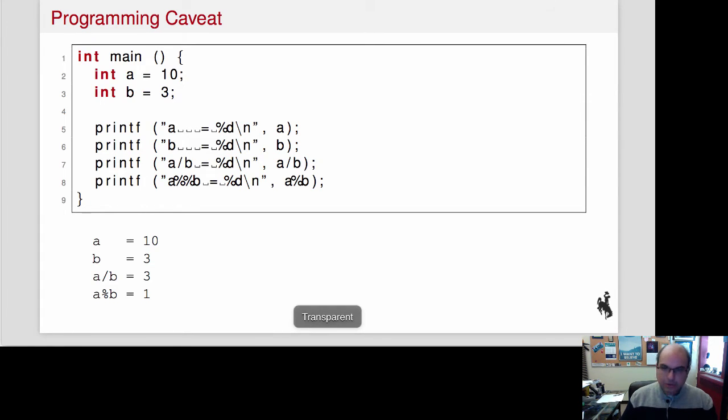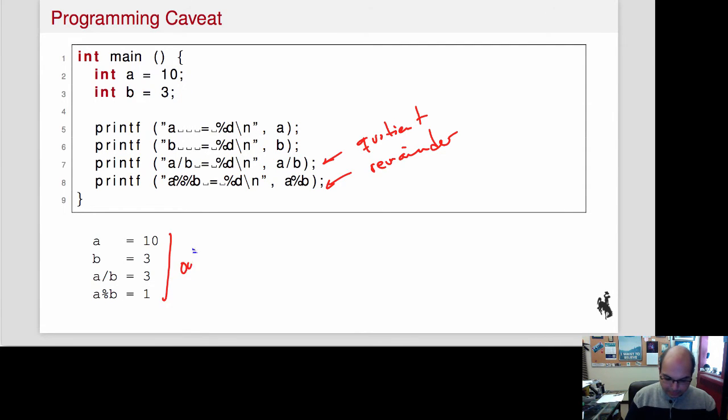Okay, so here's what I mean. What I have here is just a simple program that evaluates a divided by b. This is just a quotient. And a mod b. This is the remainder, right? At least that's what we believe. And a is 10 and b is 3, and this is the output. The output is that a divided by b is 3 and a mod b is 1, which is exactly what we would expect, right?